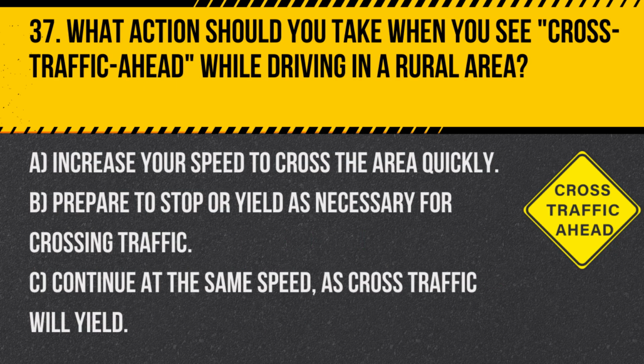Question 37. What action should you take when you see cross traffic ahead while driving in a rural area? A. Increase your speed to cross the area quickly. B. Prepare to stop or yield as necessary for crossing traffic. C. Continue at the same speed as cross traffic will yield. Answer: B. Prepare to stop or yield as necessary for crossing traffic. Being cautious helps prevent potential collisions.